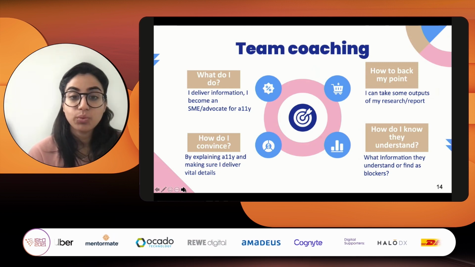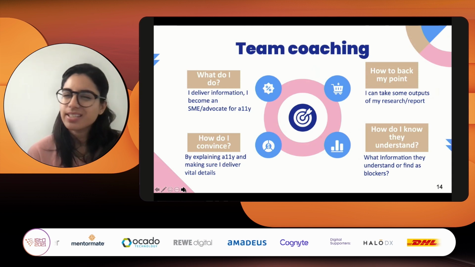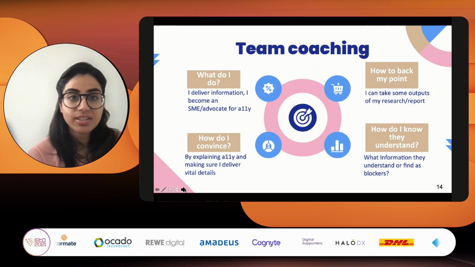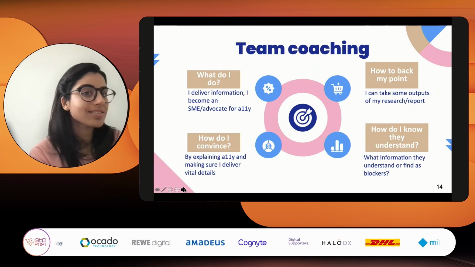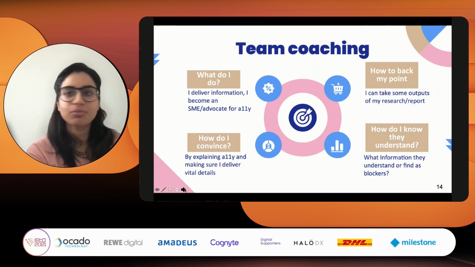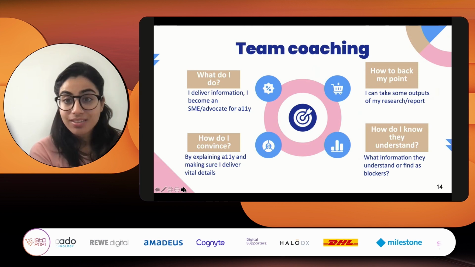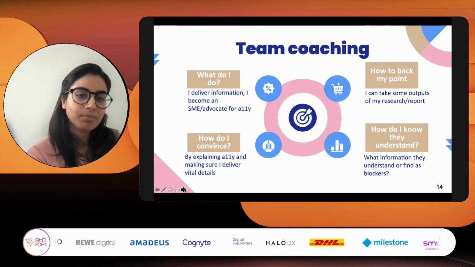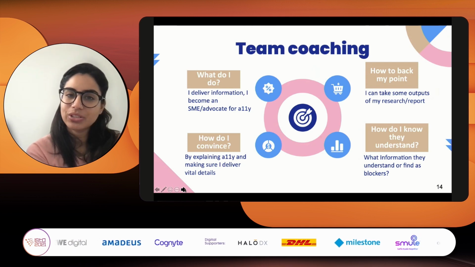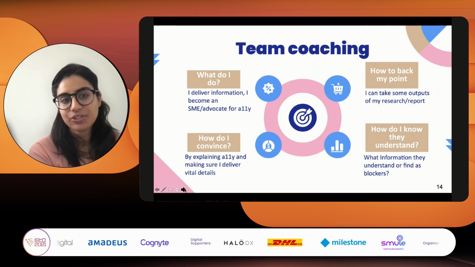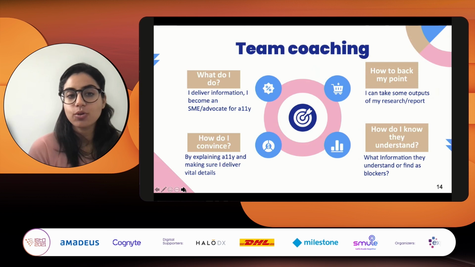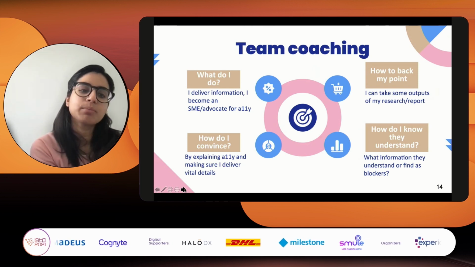Sometimes we feel like we are saying something, we're presenting something, but the team's not really on board with it. So I can take some outputs of my research or report and show it to the UX designers and get their backing as well, that yes, we could have used this color. Why didn't we think about it before? And that helps. How do I convince? That's another tricky one for me, because I kept going on about this for some time and then finally it was understood. So by explaining accessibility and making sure I deliver the vital details. Again, your proofs, your backing, your reports, these are all important.